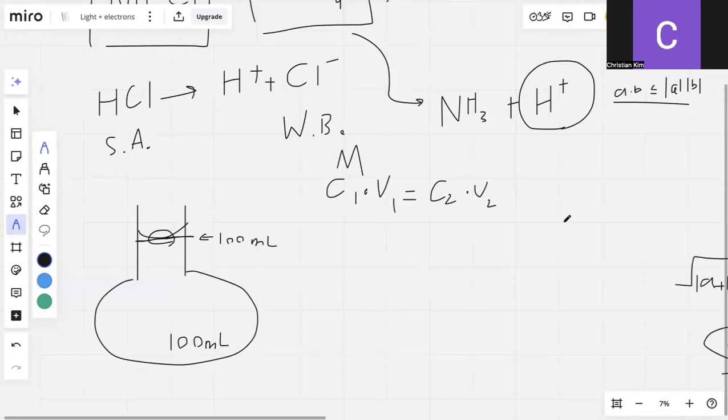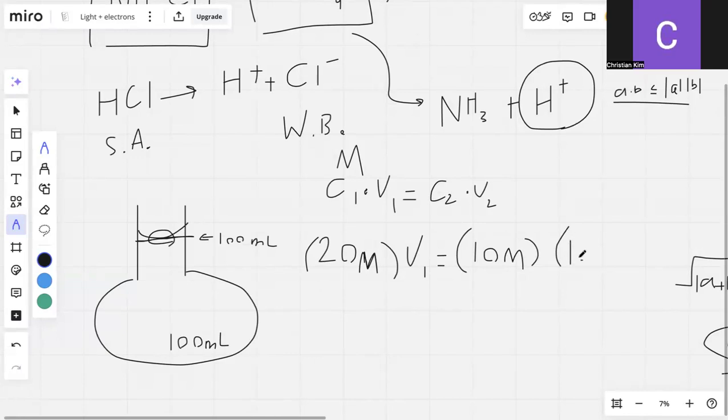So just to go over a quick example problem, let's say I have 20 molar of a certain compound, and I do not know what volume of that stock I will need in order to make that dilution. However, I do know that my desired concentration would be, let's say, 10 molar. And I want to have a volume of 100 milliliters.